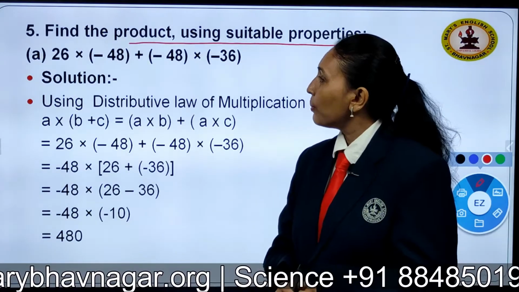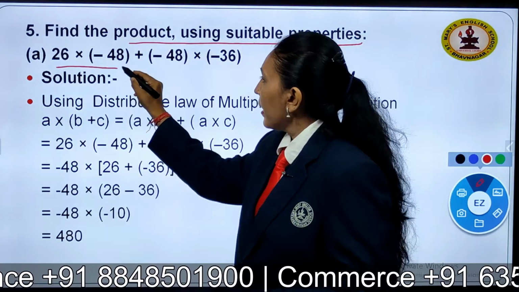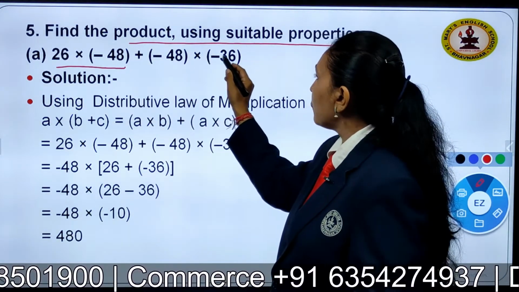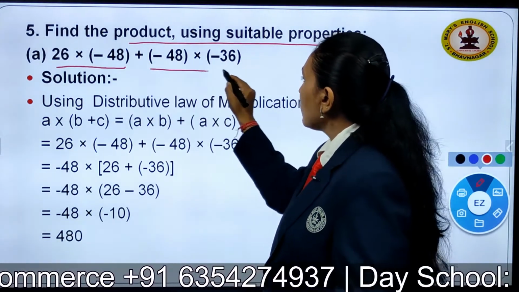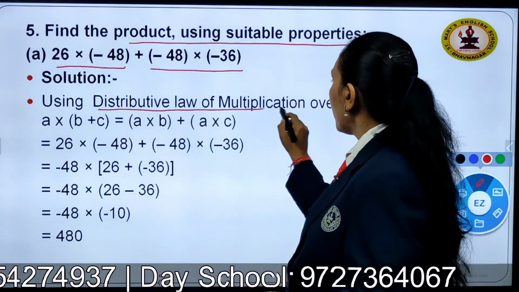So let us start with number 1. 26 multiplied by minus 48 plus minus 48 into minus 36. Now children, here we have used the distributive property of multiplication over addition, according to which A multiplied by (B plus C) will give me A into B plus A into C. The RHS is in the expanded form, and now we will go to the LHS side.